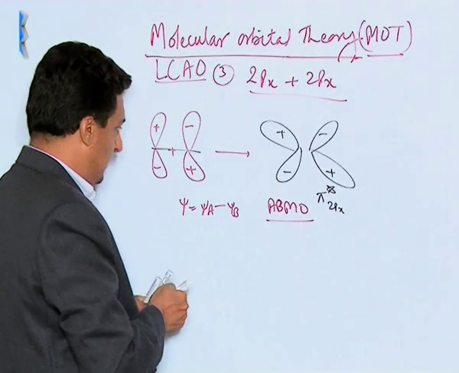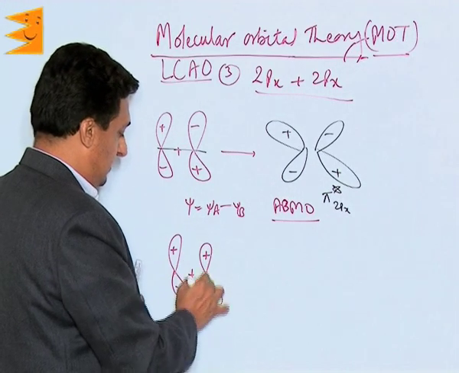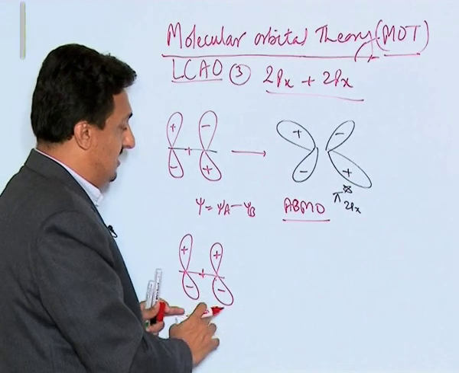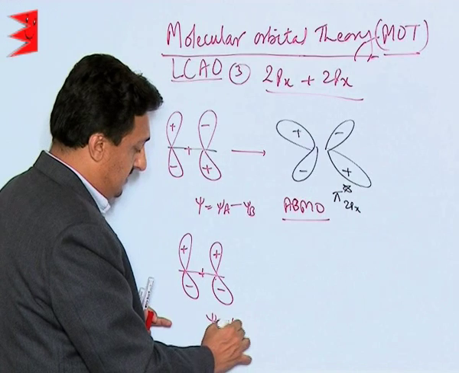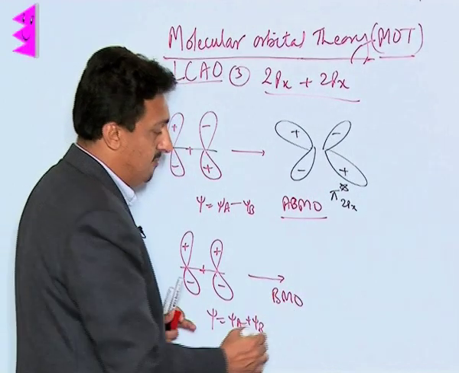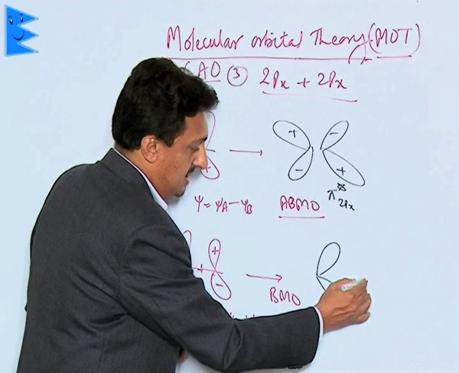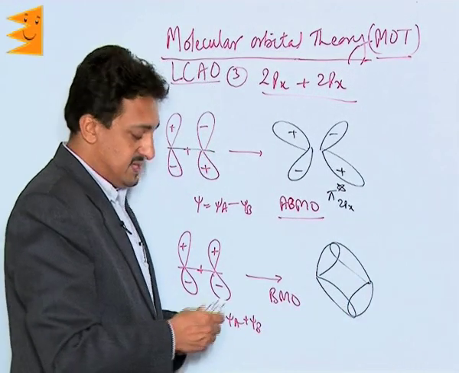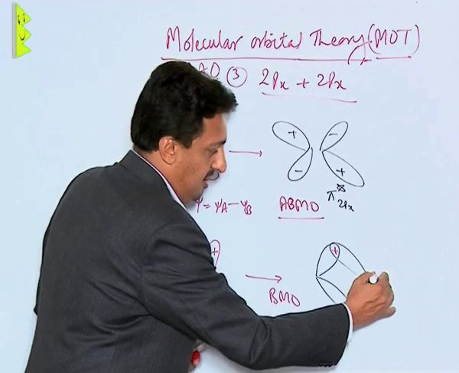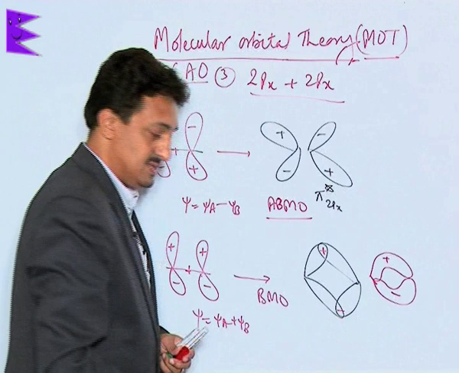Now let us see how their constructive overlapping takes place. If they are coming like this and they have the same signs on the same side, we say they are in the same phase. They will have an additive overlapping, which will result in the formation of a bonding molecular orbital, whose shape will be almost like this. In this case, this becomes positive, this becomes negative. We can draw them like this also. This will be plus, this will be minus.